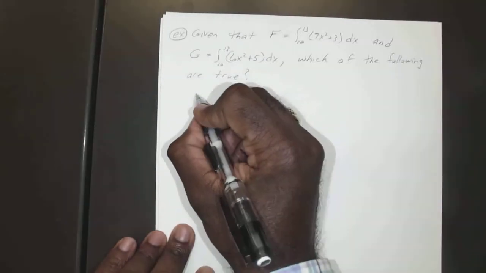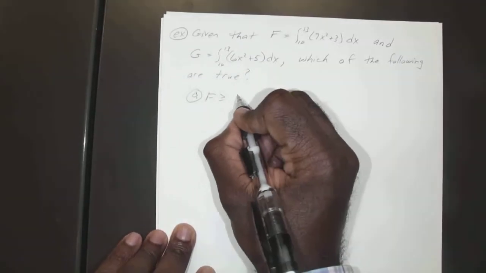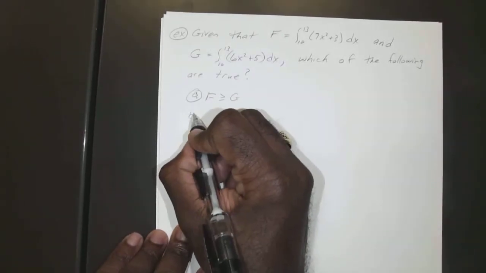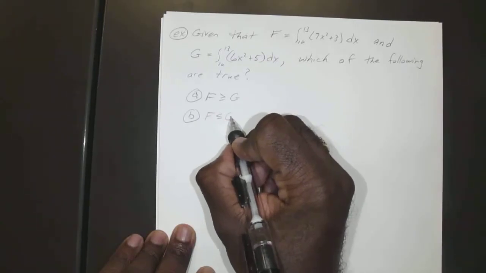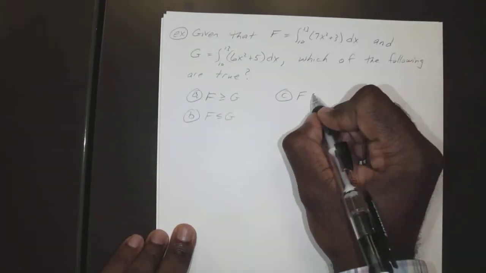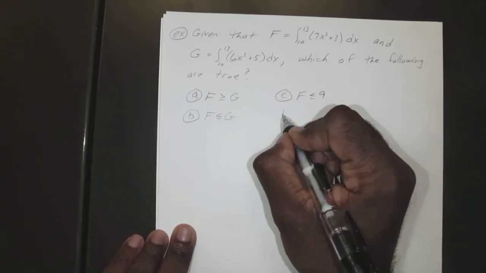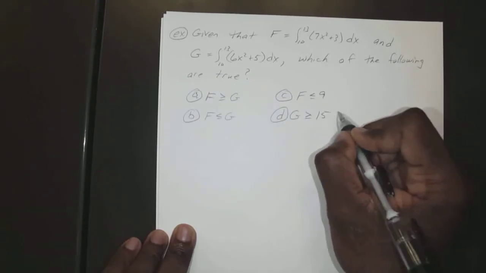Okay, so let's say for option A that F is greater than or equal to G. For B, uppercase F is less than or equal to G. For option C, F is less than or equal to 9. Or D, G is greater than or equal to 15.